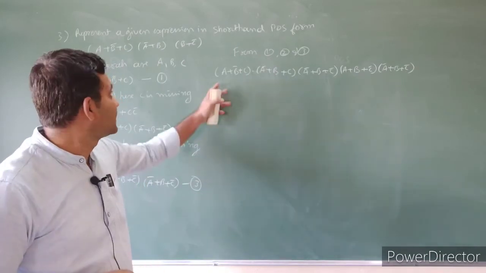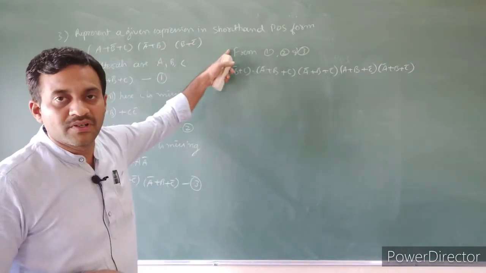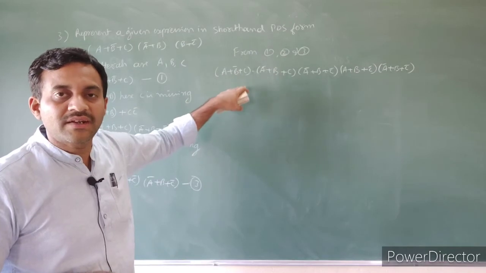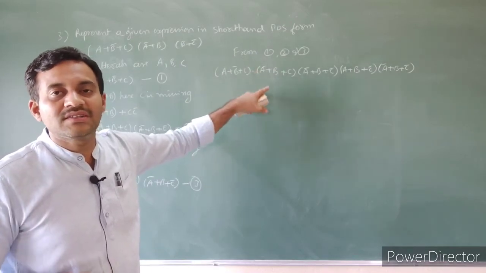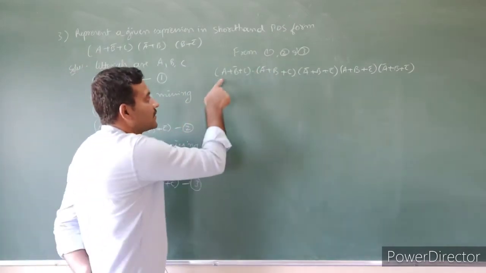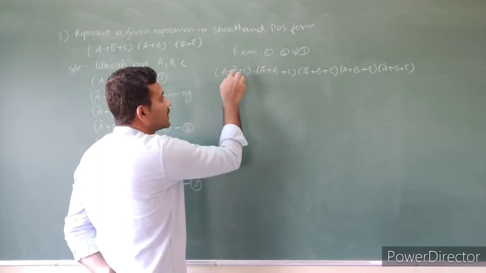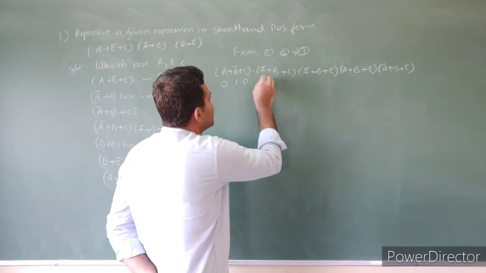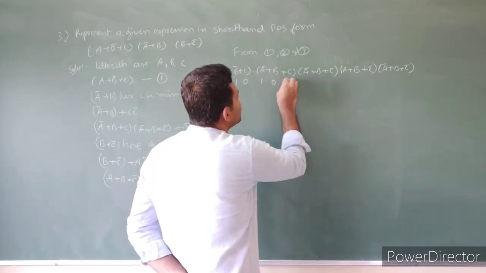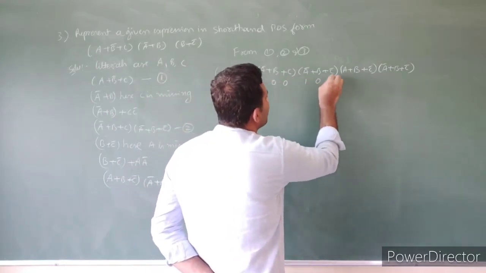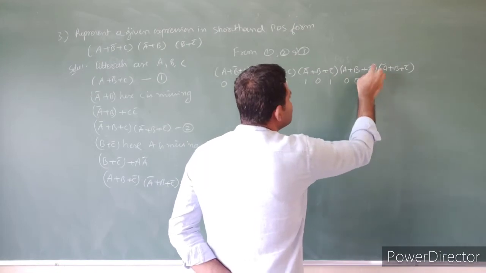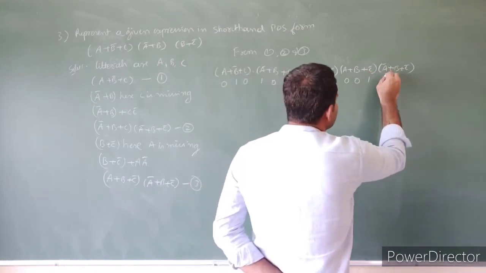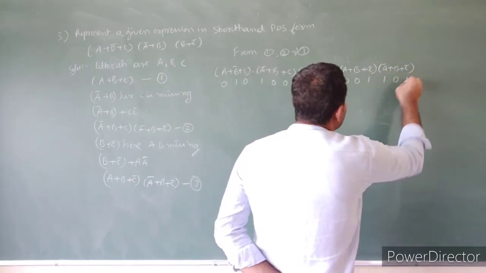Then we have to write it in shorthand form. To write in shorthand form, we have to write the binary number for each literal. See here, for the unbarred, write 0. For the barred, write 1. So it becomes 0, 1, 0. Next one is 1, 0, 0. Then 1, 0, 1, 0, 0, 1. Then next one is 1, 0, 1.